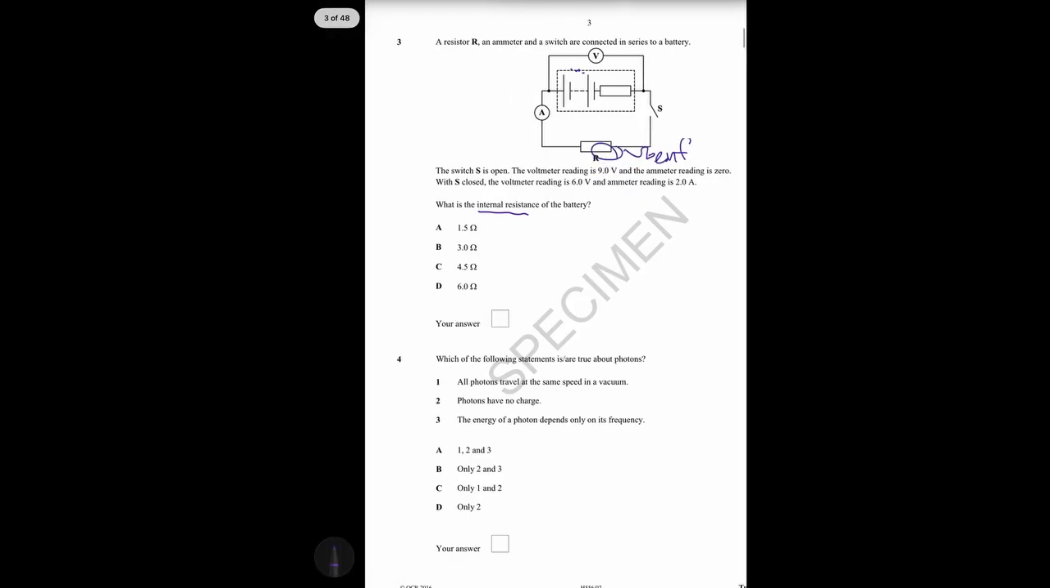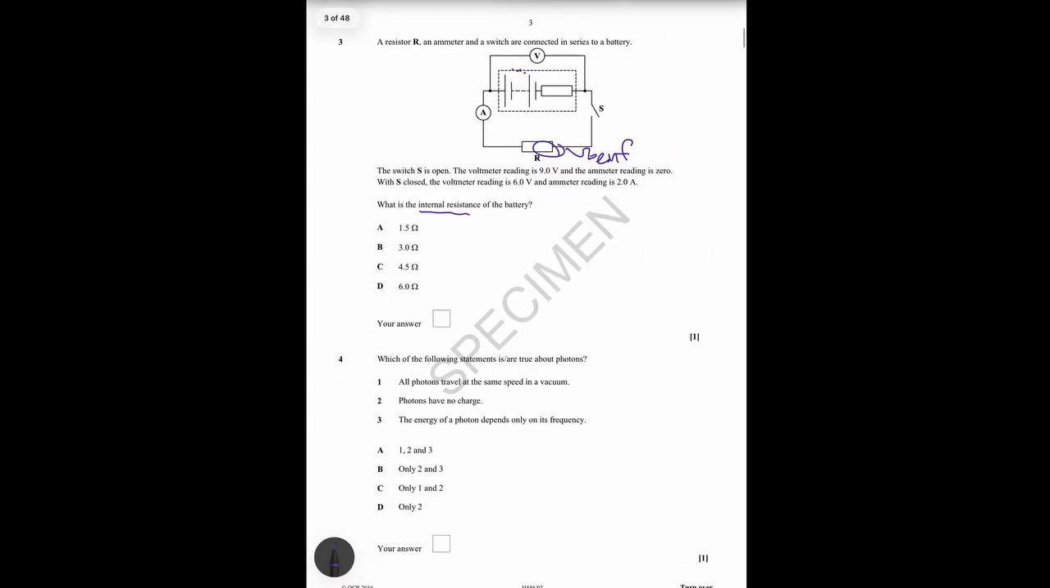And it even says that the ammeter reading is 0. So when it's closed, the voltmeter reading is 6 and the ammeter reading is 2. So now I know that I've got some 3 volts of lost volts. That might be useful to me, I'm not too sure. And it says the ammeter reading is 2, and I've basically got the voltage as well now.